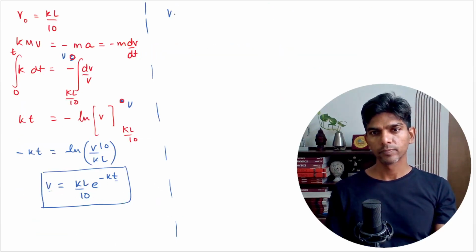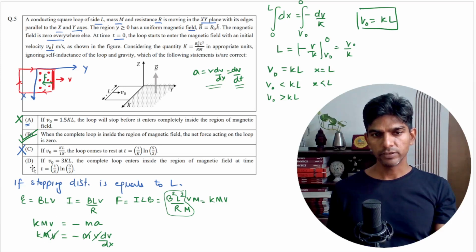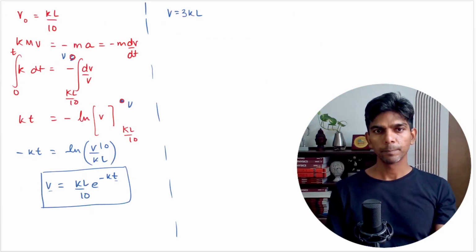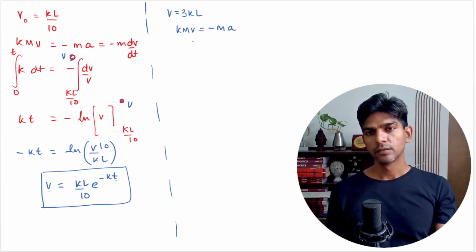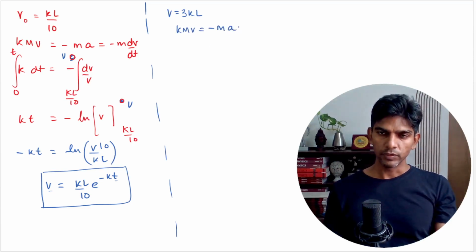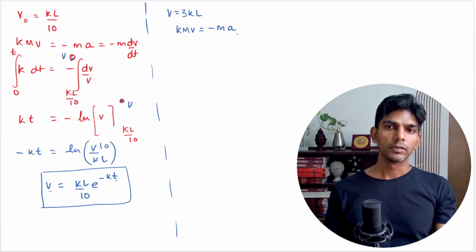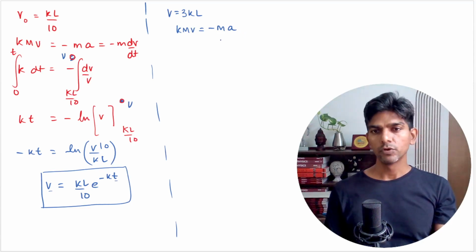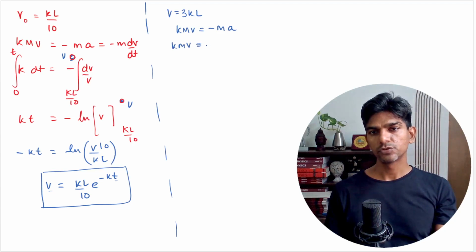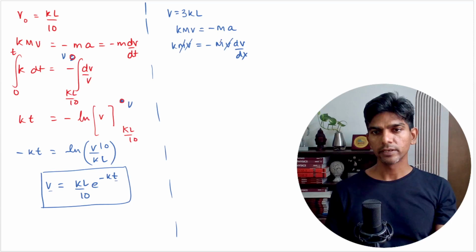So if I consider V as 3kl, and kmv is equals to minus ma. So first let us find the velocity by using the v dv by dx formula. So kmv is equals to minus mv dv by dx. So this v will get cancelled out, mass will get cancelled out. So from this we get k dx is equals to minus dv.